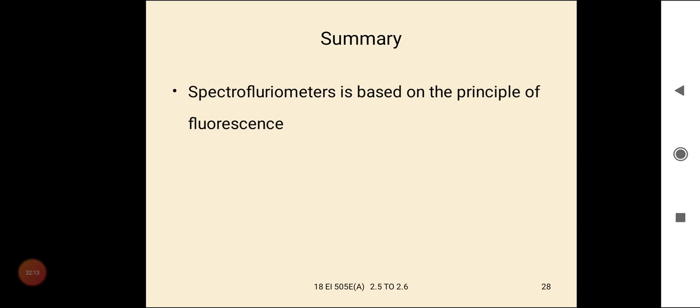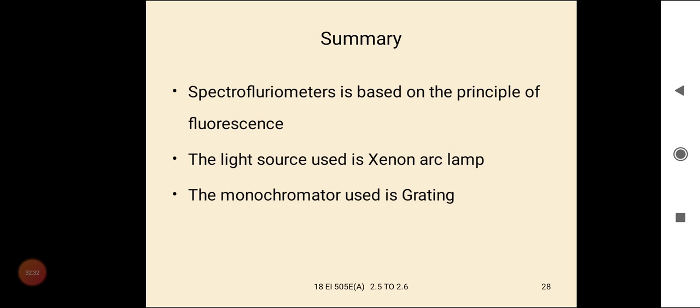Summary: we have discussed that the spectrofluorimeter is based on the principle of fluorescence. The light source used is a xenon arc lamp, 150 watts, high pressure. The monochromator used here is a grating. The detector used is a photomultiplier tube.